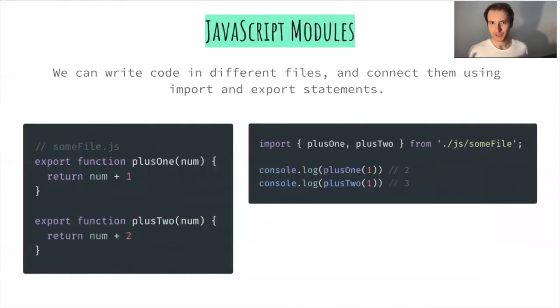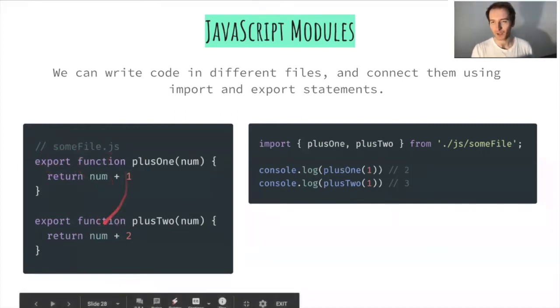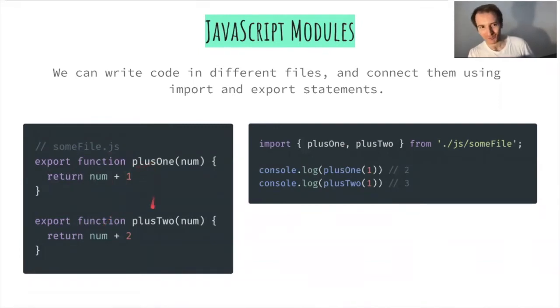So there's a new feature that came out back in 2015, I think, 2015 or 16, called JavaScript Modules, where we can essentially export any variable using this export syntax. So for example, here we are in some file.js, and we have these two functions. One is called +1, one is called +2, and these functions are either adding 1 or 2 to the value of the number that we pass in.